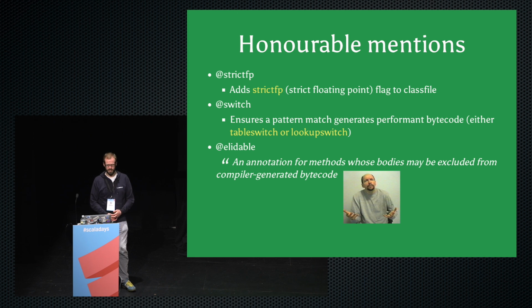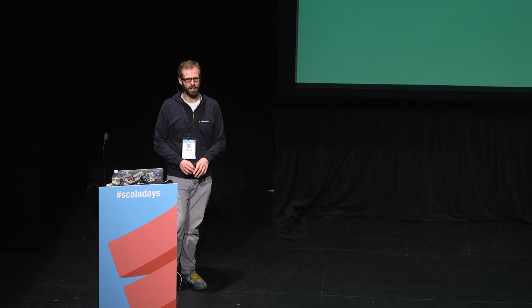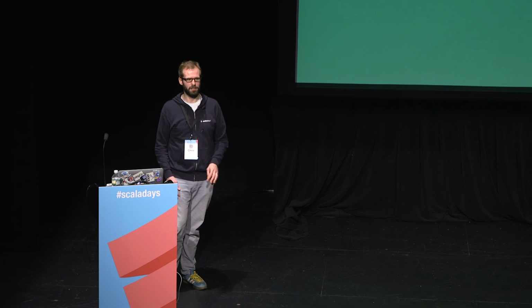And finally, elidable is the really weird one. This is an annotation for methods whose bodies may be excluded from compiler-generated bytecode. So if you annotate your method with this, you're basically saying that the method is optional. You don't care if it gets compiled or not. You annotate it with elidable, and then if you pass certain flags to scalac when you compile your code, it will just rip that method out completely and replace it with a 0 or some default value.